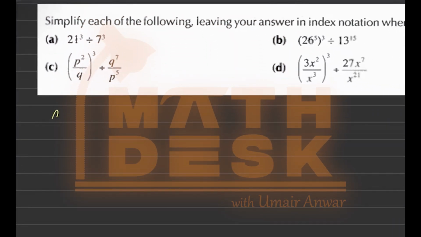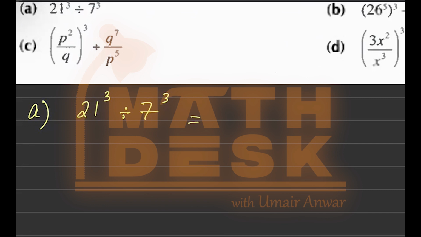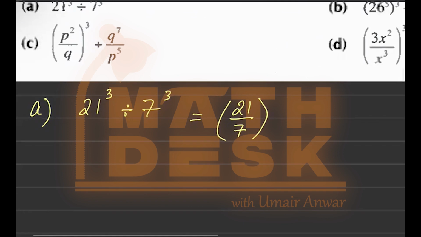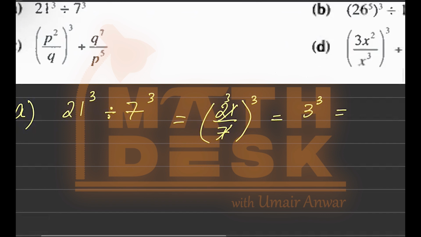In part A, it is written that 21 raised to 3 is being divided by 7 raised to 3. Now, since both the indices are the same, I could write this in this form: 21 divided by 7 and this whole raised to 3. So 7 would simplify 21, and 3 raised to 3 would be the answer. If I apply this index, then it would be equal to 27.